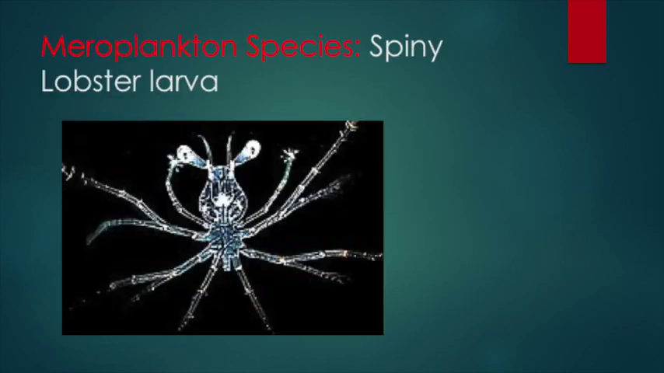One example of a meroplankton species, so a species that has a larval form as a zooplankton, is the spiny lobster larva. And this species of lobster is more a warm water species. And as you can see by the shape of the larva, it somewhat resembles its adult stage as a lobster, but for some meroplankton species, the larval stage does not look remotely like the adult stage.